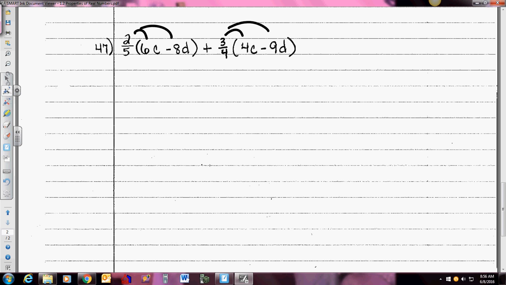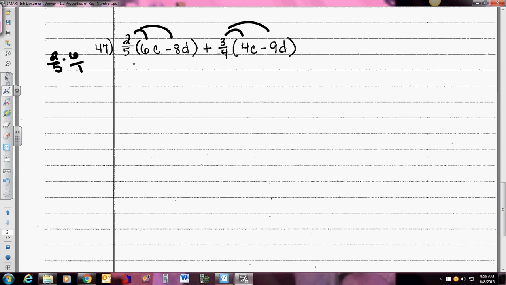You're welcome to use a calculator anytime. That doesn't bother me at all. However, let's try not to until we absolutely have to. You can multiply 2 over 5 by 6. That's really easy to do, right? 2 over 5 times 6 over 1. You multiply the numerators, you multiply the denominators.